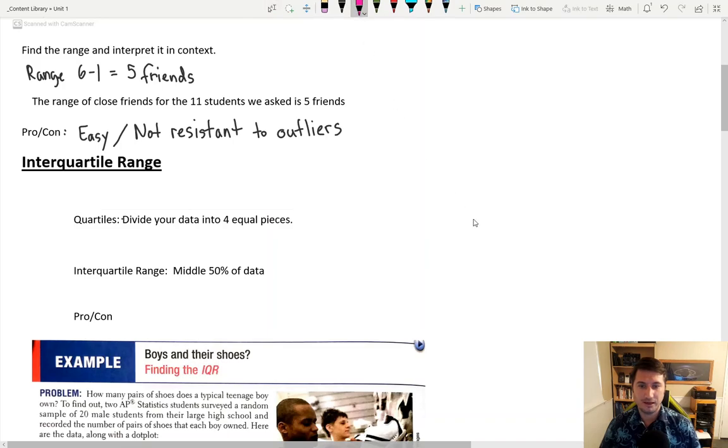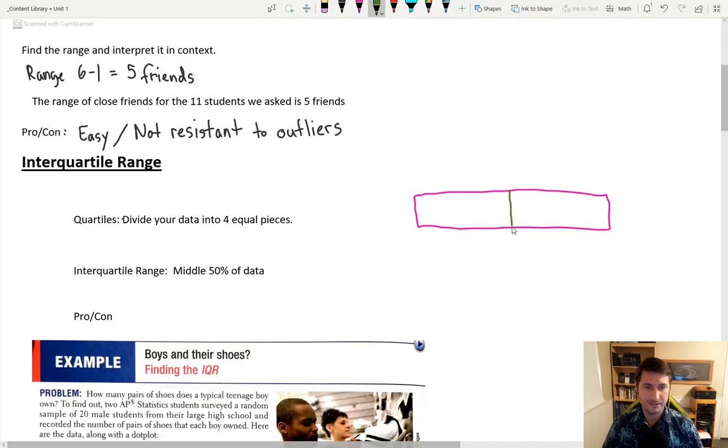So let's say you have your data. I'll just use a big bar here to sort of metaphorically describe our data. The median, of course, is in the middle. It breaks the data in half. The quartiles break those two halves in half. And you can see now my data has 4 equal pieces. We call this one Q1, and we call this one Q3. And those 3 lines break our data into 4 equal pieces.